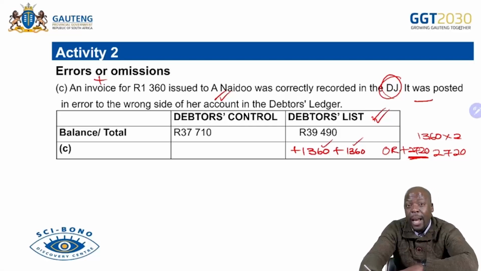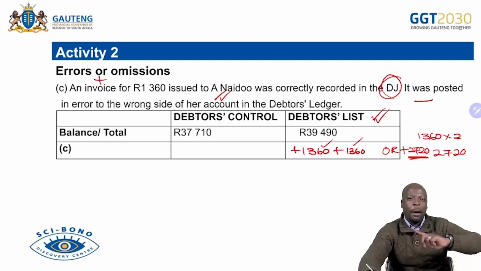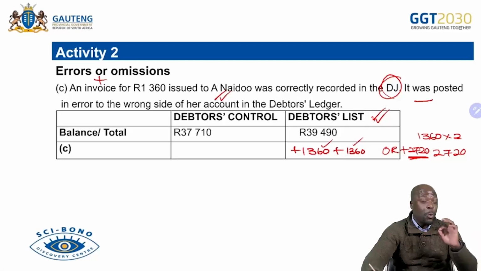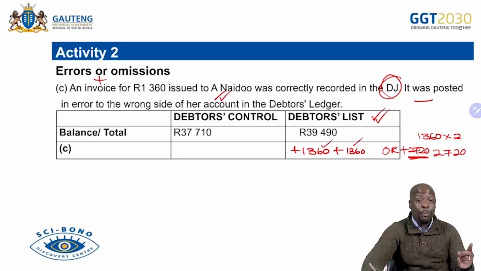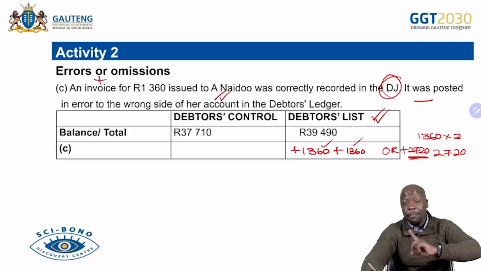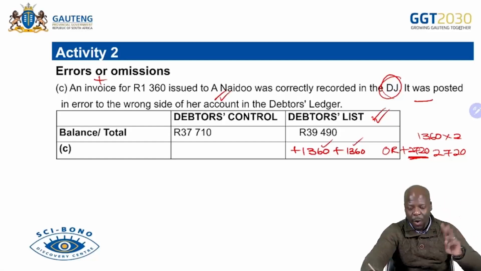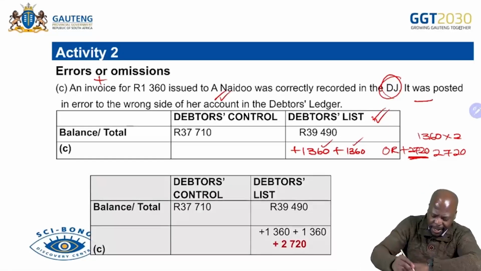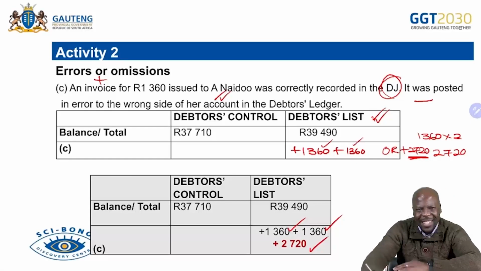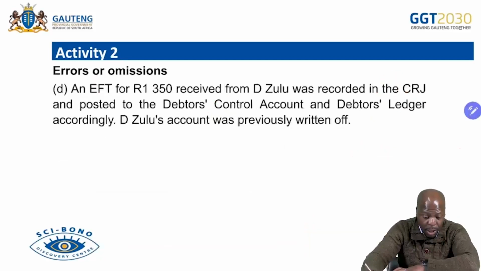Plus 2,720. Why am I doubling it? Because an amount was posted on the wrong side. And we've agreed in this session that once an amount is on the wrong side, we put it on the right side, not once, but twice. Thank you, guys. Let's see how it would appear. Beautifully done. There it is. 1,360, another 1,360, and my total is 2,720.